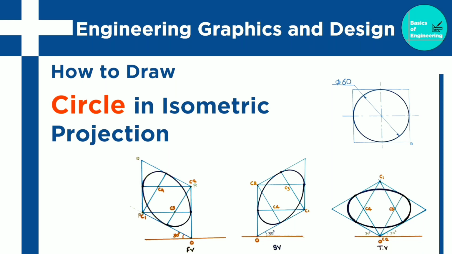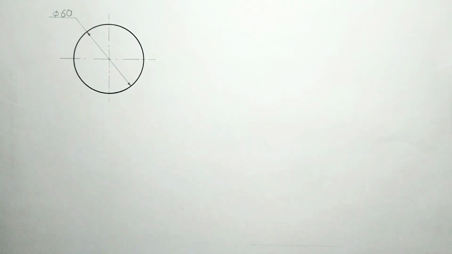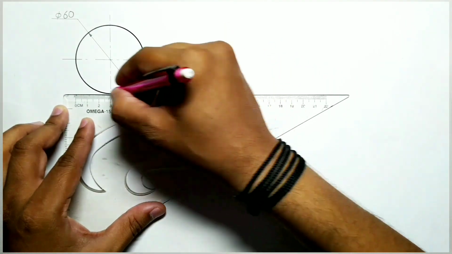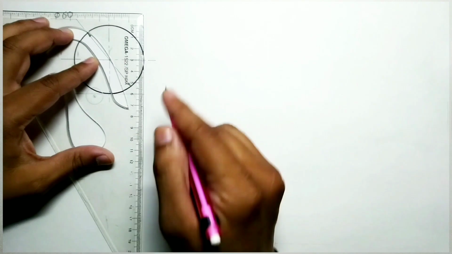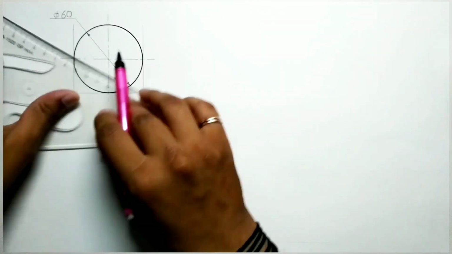Hello everyone, in this lecture we are going to learn how to draw a circle in isometric projection. Suppose this is one circle with the diameter 60 mm and we require to draw this circle in isometric projection. So for that, the simple first step is to convert this circle into one square as per the diameter. Here this diameter is 60 mm, so simply convert this into a 60 by 60 square.